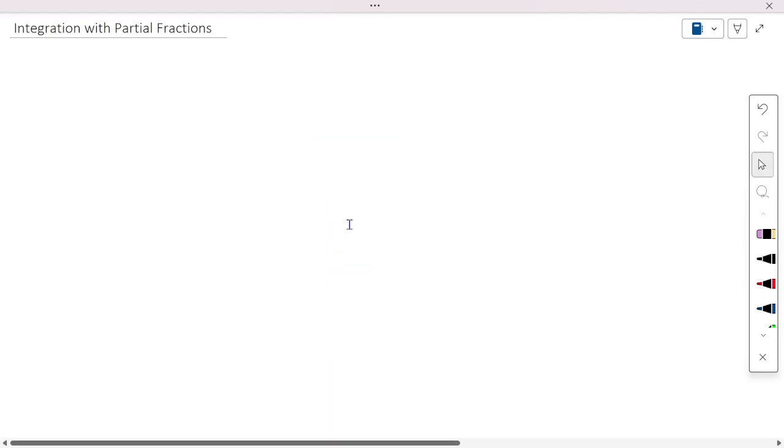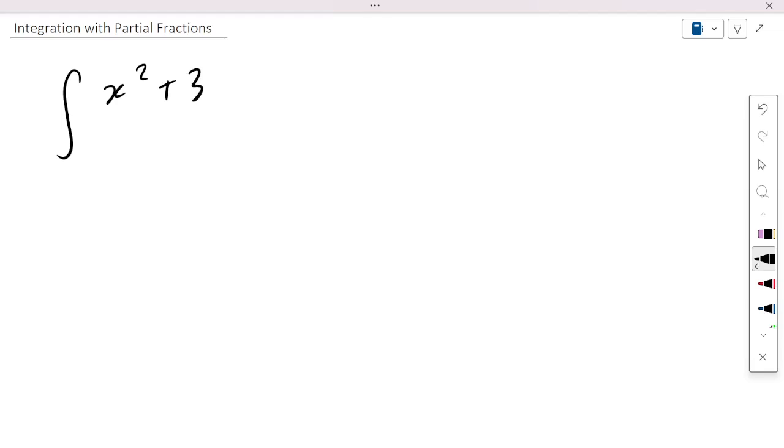So whenever we are integrating with partial fractions, what we need to consider is the following. Let's say, for example, we have the integral of x squared plus 3, right? Divided by brackets that consist of just random variables. Let's say x multiplied by x plus 1 multiplied by x plus 2. It can be anything in the brackets, just as long as they're multiplying each other, like this, right?